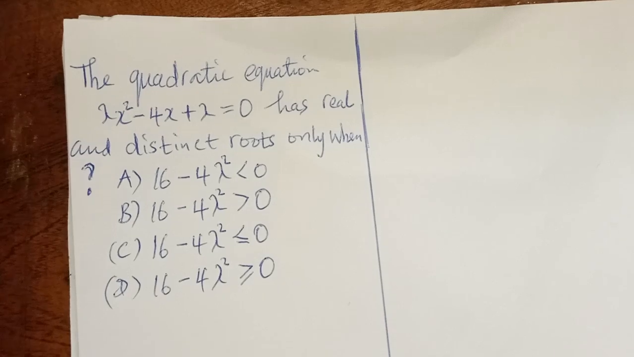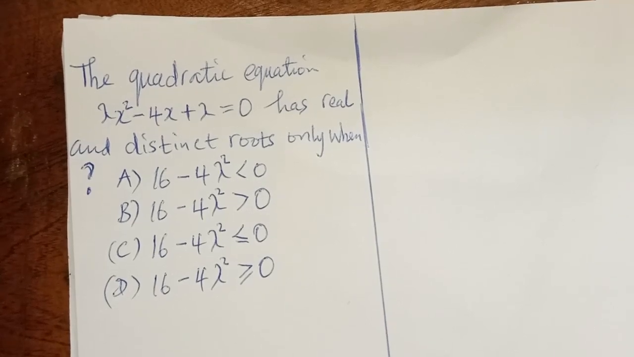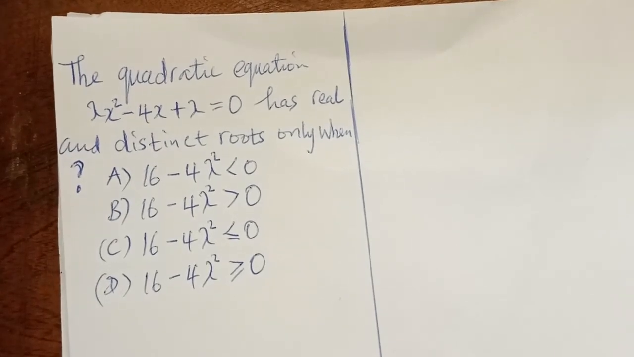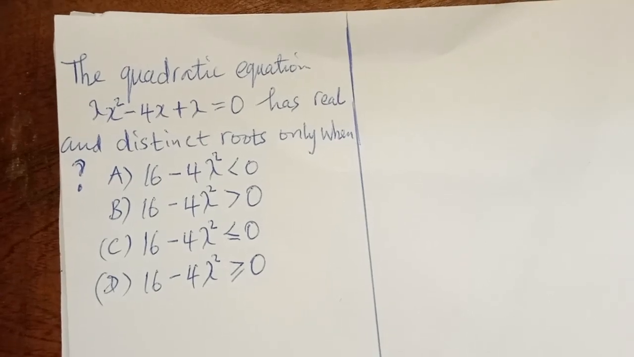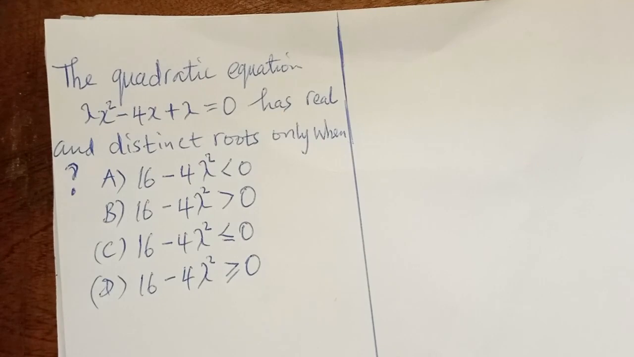They're asking us to choose the correct answer. This is one of the multiple choice questions I wanted to discuss with you and clarify, so that anytime you see similar questions like this, you know exactly what to do. First, they're asking us which is correct. Just by looking at it, it is very easy to see the correct answer. But first, you must understand what is meant by real and distinct roots.